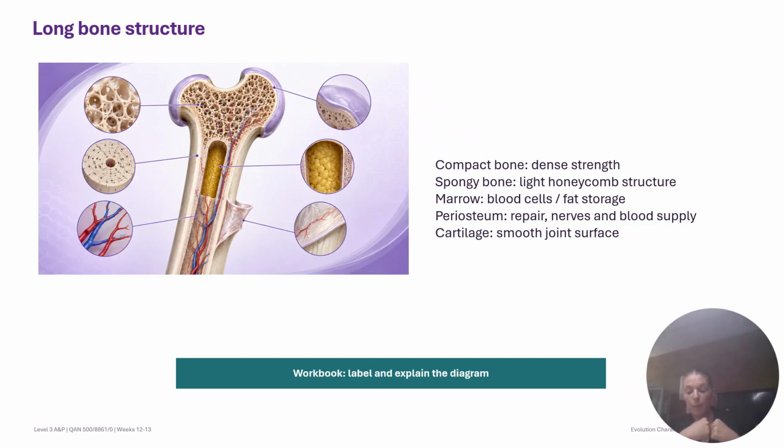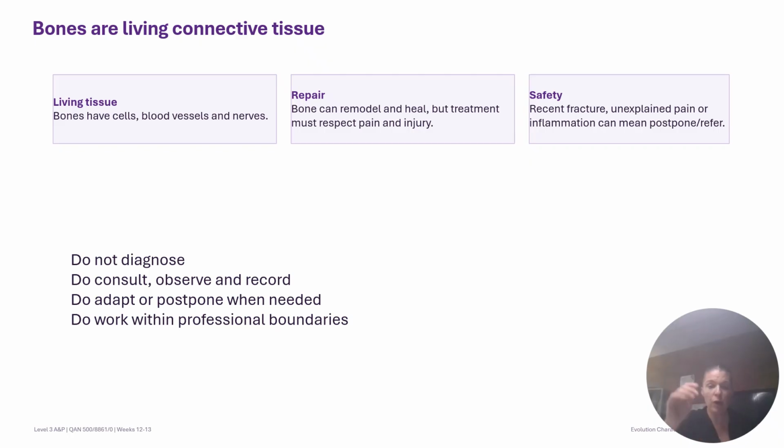Get it? Blood vessels supply oxygen, nutrients, and remove waste from living bone tissue. What goes in has got to come out. What we've used has got to come out as waste. All right? So do you think you've got that so far? I'm sure you have. So bones are living connective tissue. So living tissue, bones have cells, blood vessels and nerves. Repair, bones can remodel and heal, but treatment must respect pain and injury.